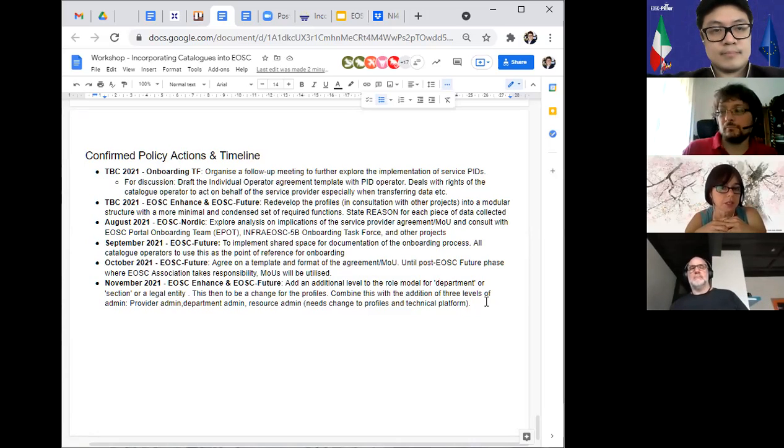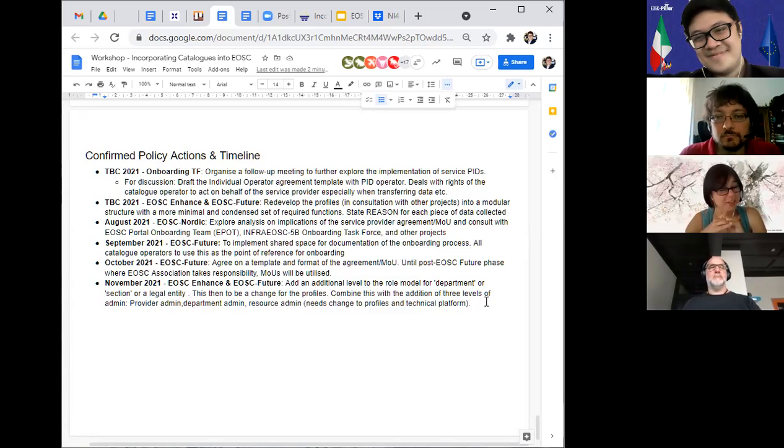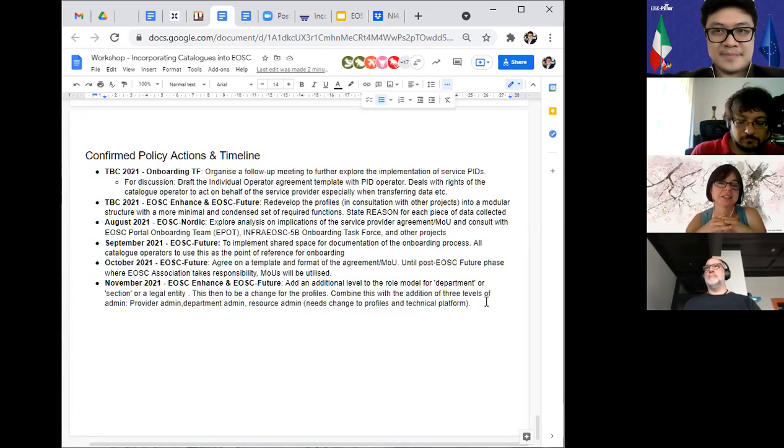catalogs. So on one end, we were joking about cloning Owen, but on the other, I think that what really came out here is that this is a joint effort and we need to agree our policies. So we have quite a tight timeline for the actions.